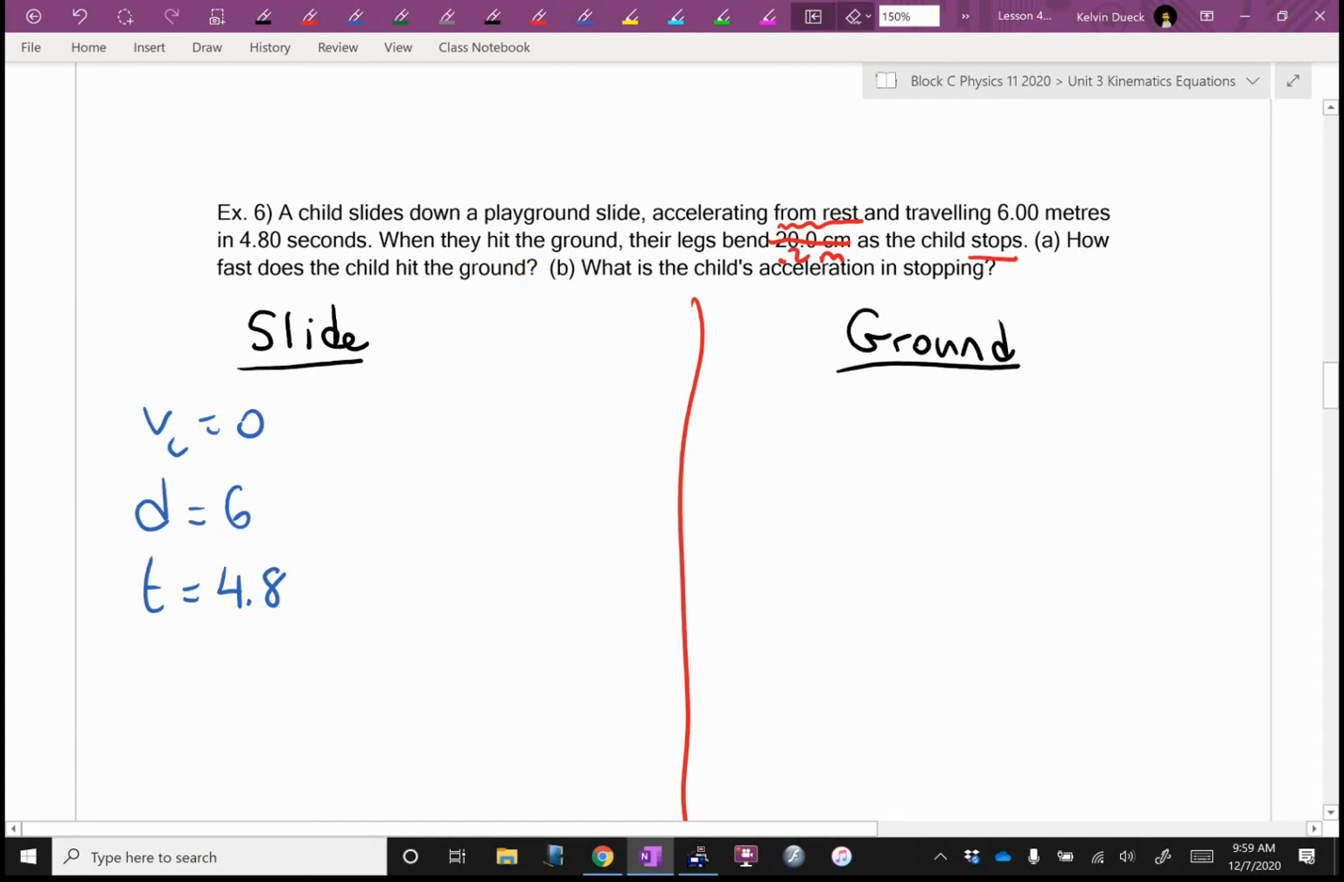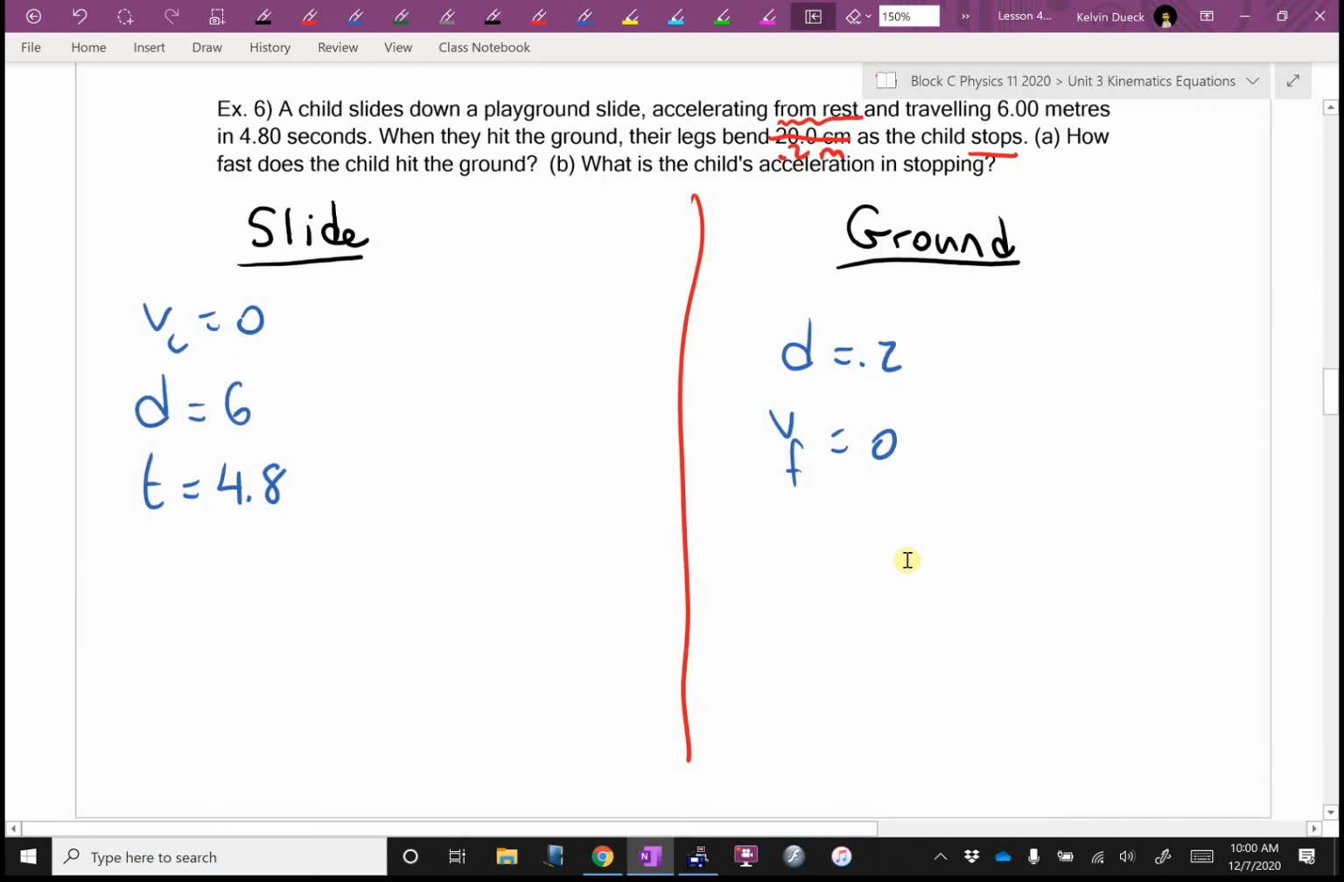When they hit the ground, I think I'm moving on to the ground section. Their legs bend 0.2 meters. I think this is over there. As the child stops, that's a velocity. That's a 0. Is that a V initial or a V final? I think V final on the ground is 0.